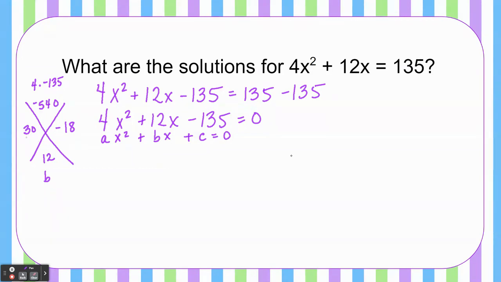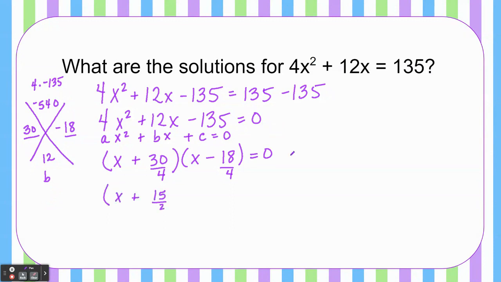All right, so now I'm going to take the 30 and the negative 18, and I'm putting them in parentheses with the x. So x plus 30, x minus 18. Now that is not my factored form. That's just the start. Because what I need to do now is to divide each of those by the 4, the a value. And we get to reduce. So 30/4 is 15 halves. And 18/4 is 9 halves. Getting a little ahead of myself there.